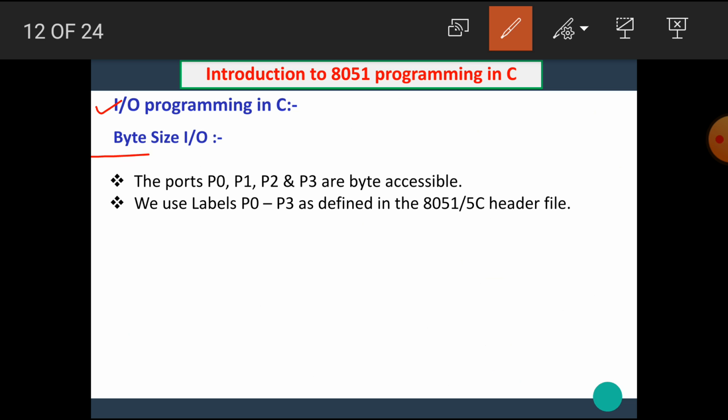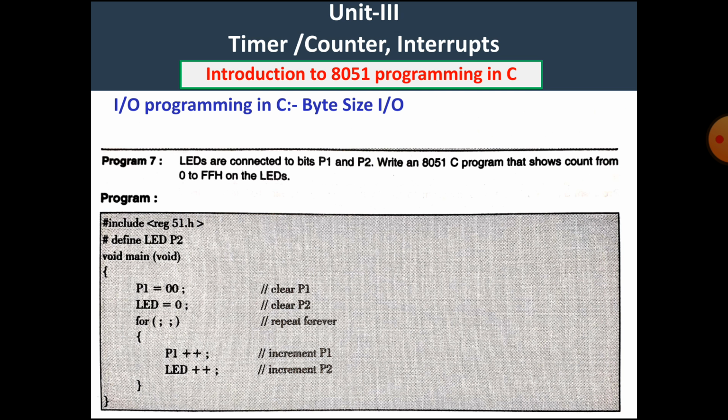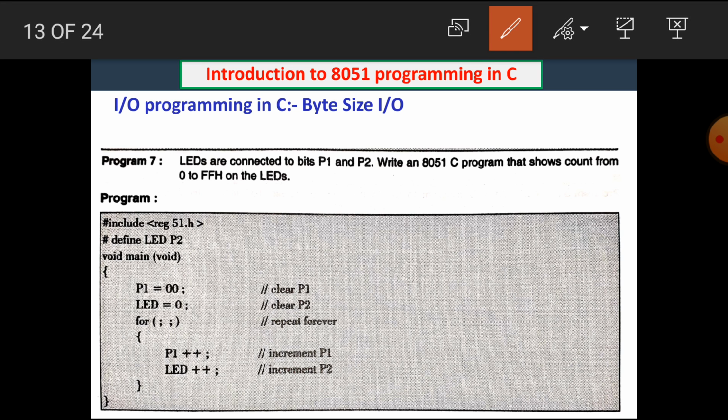The next type is input output programming in C. Its first type is byte size input output programming. The ports P1, P0, P2, P3 are byte addressable. We use the labels P0 to P3 defined in the 8051 header file. Okay, let's see the program on it. LEDs are connected to the bits of P1 and P2. Write an 8051 C program that shows count from 0 to FFH on the LEDs.